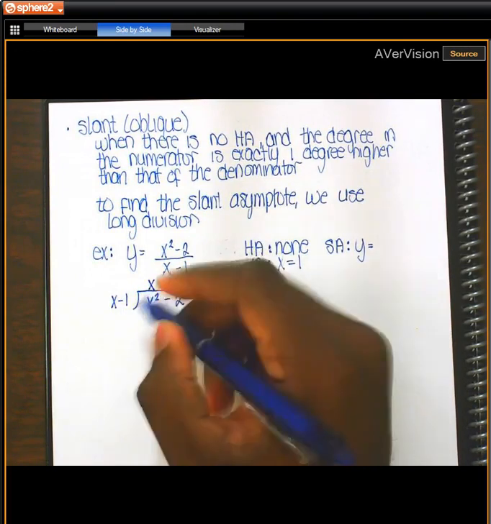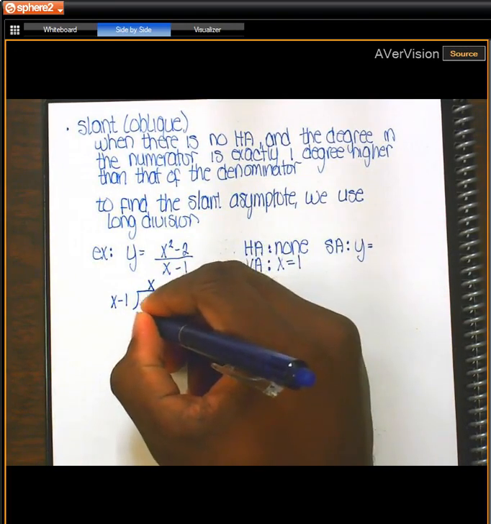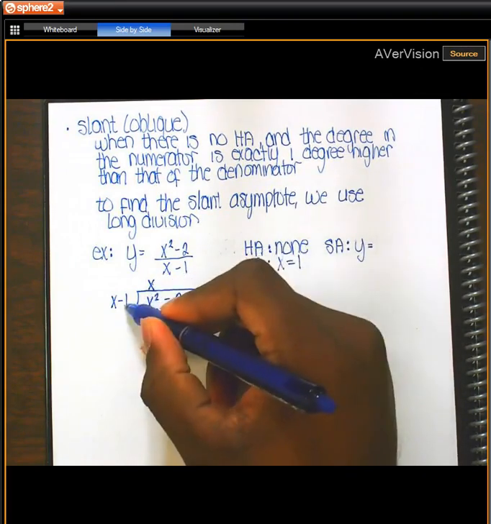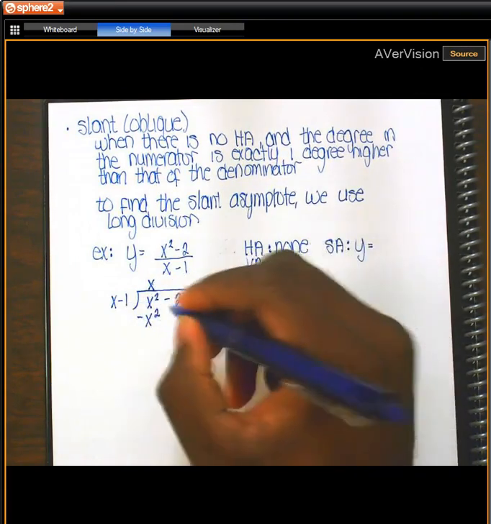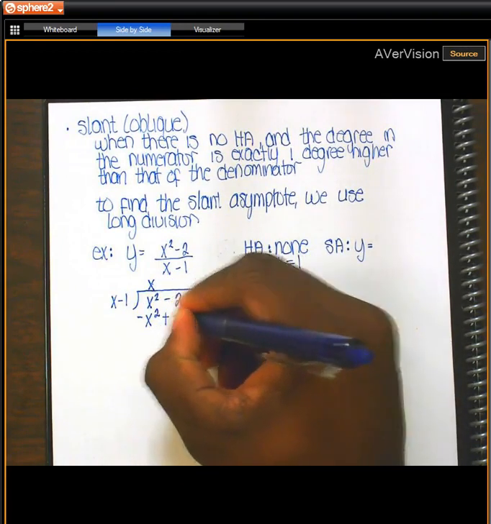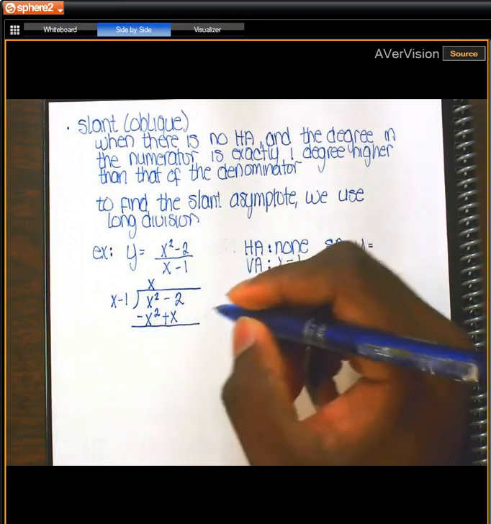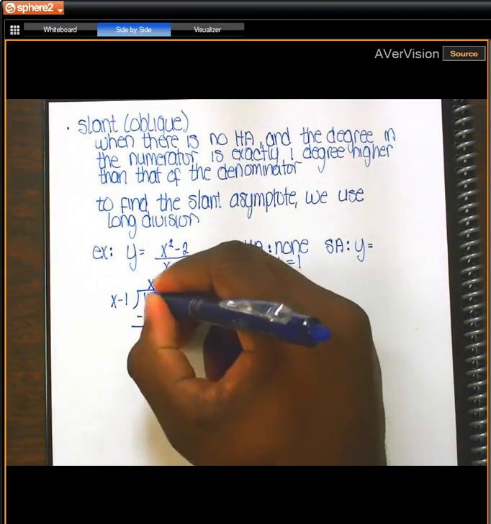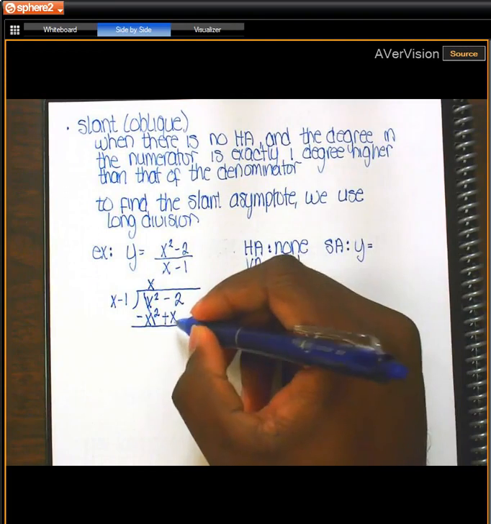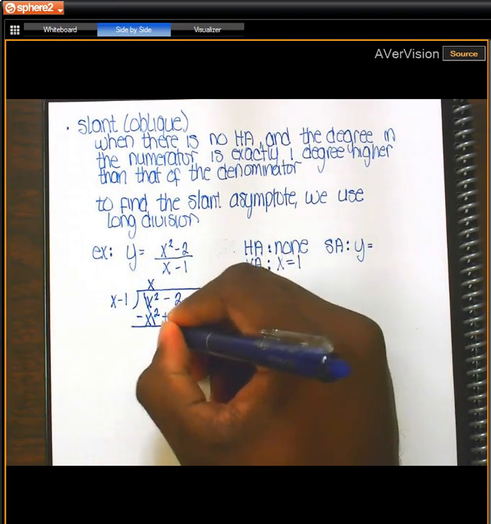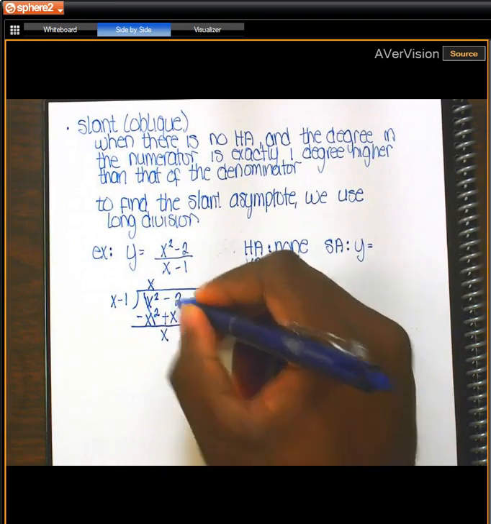So x times x is x squared, so down here we write -x squared. X times -1 is -x, so down here we put positive x. The first thing should always cancel out. There's nothing to combine the x's with, so just bring it down. And nothing to combine with the 2, so bring that down.